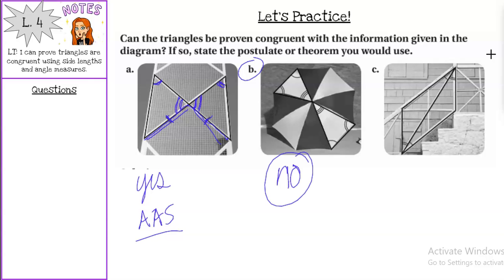And then let's look at number C. Okay, letter C. So we have an angle congruent to this angle. We have a second angle. And then they share a side. So we have angle, side, angle. That side is included in between the two angles. So yes, by angle, side, angle.